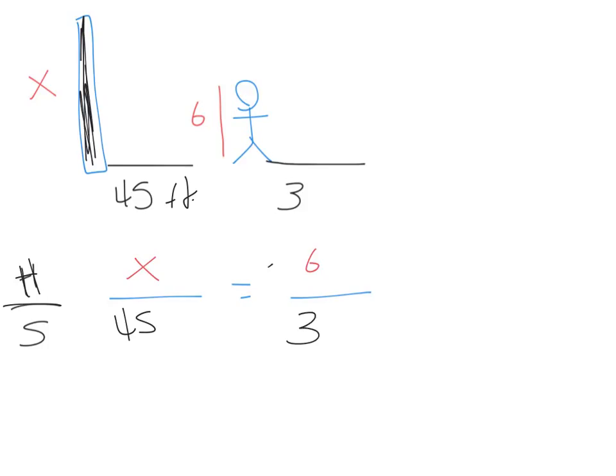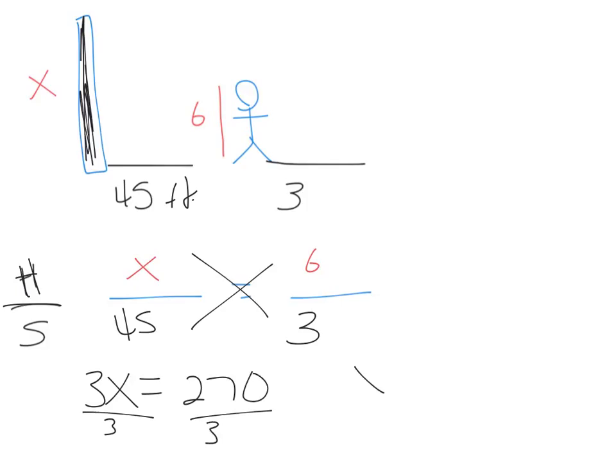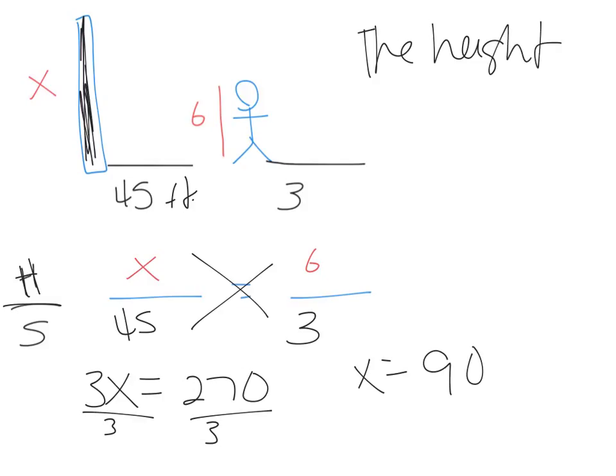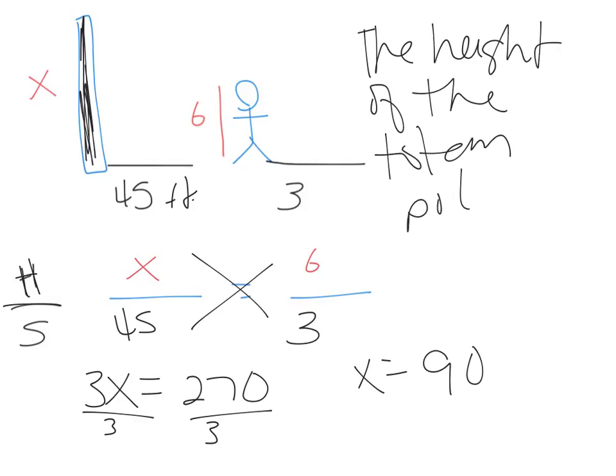By looking at cross products, we can get 3x equals 45 times 6, which gives you 270. And then dividing both sides by 3, x equals 90. So because we need a context sentence, the height of the totem pole is 90 feet.